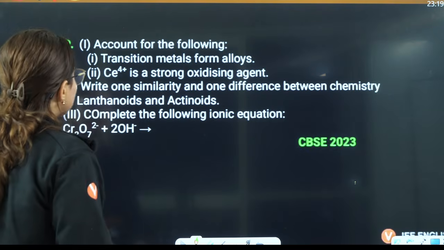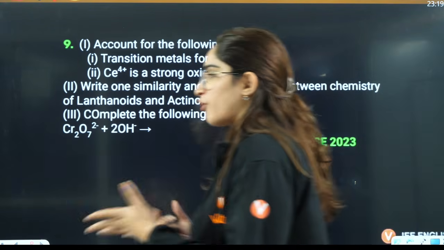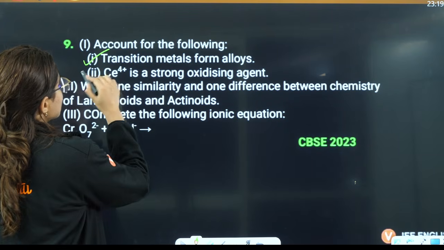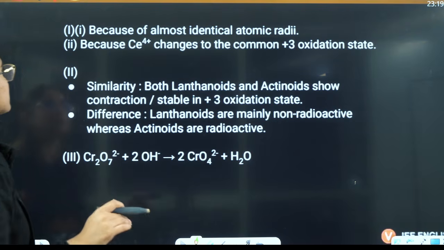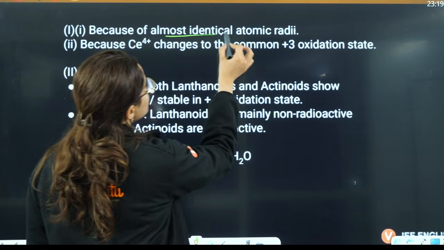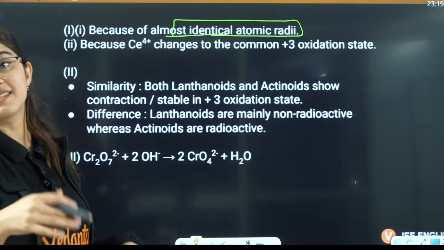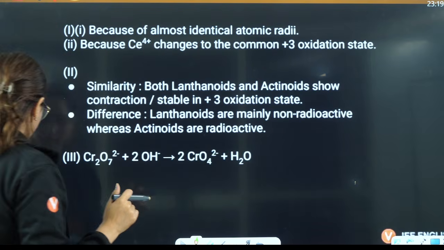On your screen, account for the following. Transition metals form alloys, and the second one is Ce. Firstly, transition metals form alloys. Why? Because of almost identical atomic radii. That is the reason they are easily able to form alloys, because for alloys they need to have identical atomic radii.